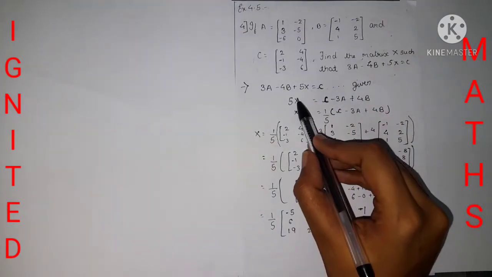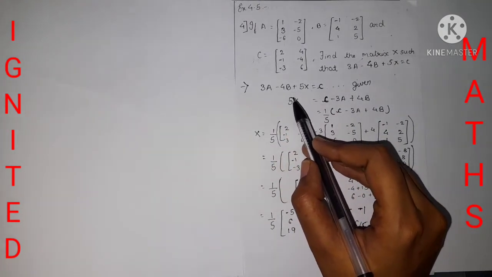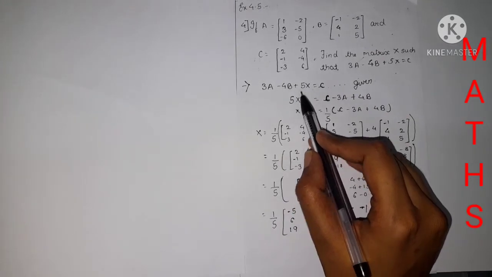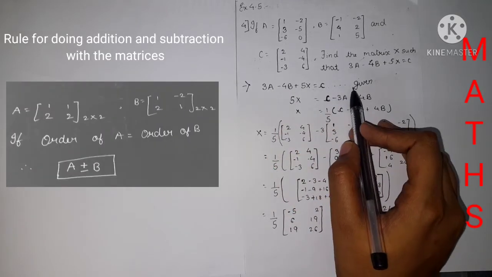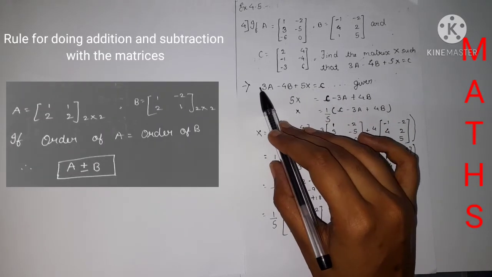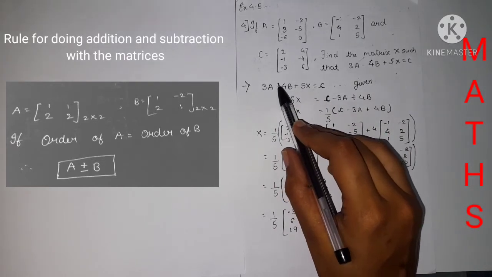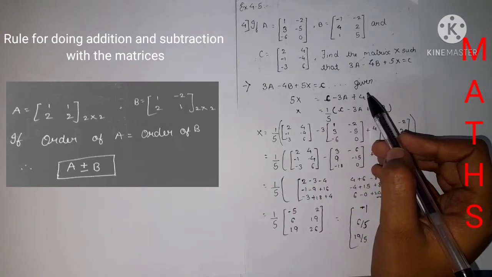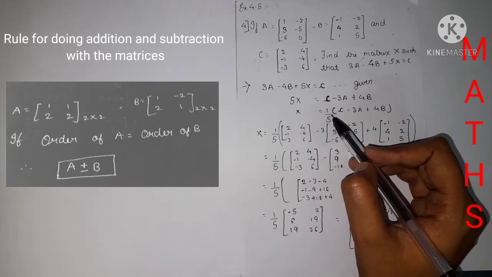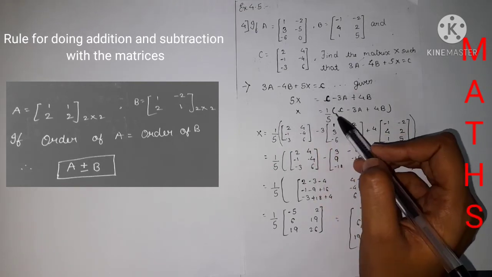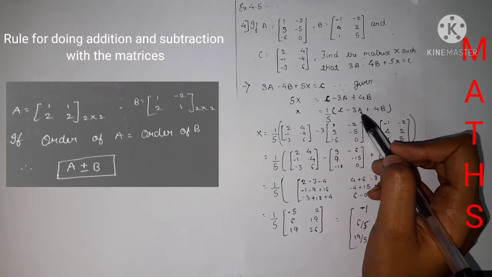Now I need to find X, and all the rest of the values are given, so I am going to separate the LHS and the RHS. After doing it, you will get 5X at the LHS and keep C, and all the rest of the terms I will bring to my RHS, so the sign will change. Over here plus 3A goes to the RHS and becomes minus 3A, and minus 4B becomes plus 4B. But I need the value of X, so the 5 I will also take to the RHS, where it is in the multiplication form. It becomes 1 by 5 of C minus 3A plus 4B.